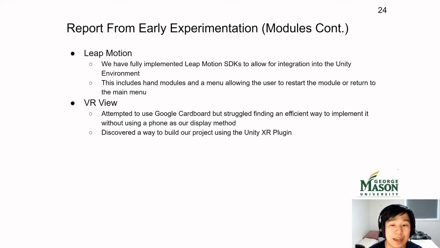With our module, we encountered a critical hurdle in our design. We originally planned to use Google Cardboard View to display the module through a phone, but the package was inefficient. Our workaround was to use the Unity XR plugin, splitting the screen into two halves and presenting it on a portable screen.